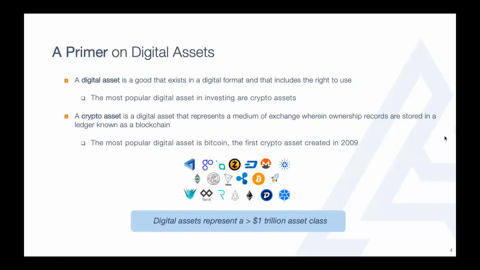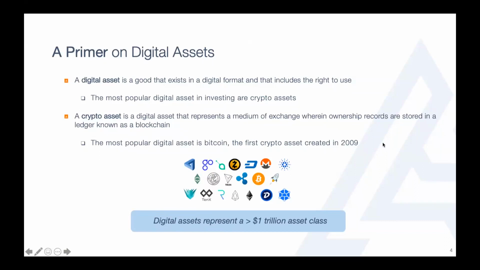However, a crypto asset specifically is a subsector of digital assets, representing a medium of exchange and stored in a database or a ledger known as a blockchain. Now, the most popular crypto asset is Bitcoin, which was the first. It was created about a dozen years ago, but there are thousands and thousands of other crypto assets. I believe there's north of 6,000 these days. Some other popular ones, there's Ether, there's Cardano, there is Ripple, a whole host of additional crypto assets, and a bunch of Bitcoin spin-offs, Bitcoin Cash, etc.